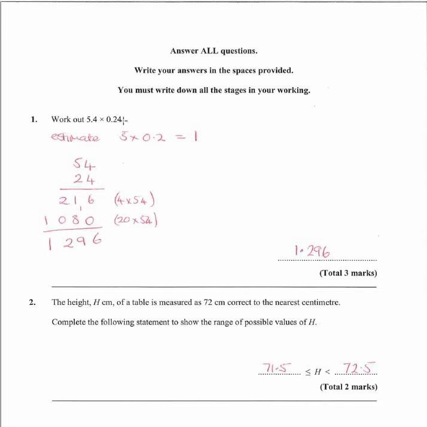So we're going to work out 5.4 times 0.24. You can see that the person's done an estimate first of all. This is about 5 and this is about 0.2, and 5 times 0.2 is 1. So we're expecting an answer of that kind of size. That's a good check to do because quite often we get answers that are far too big or far too small.